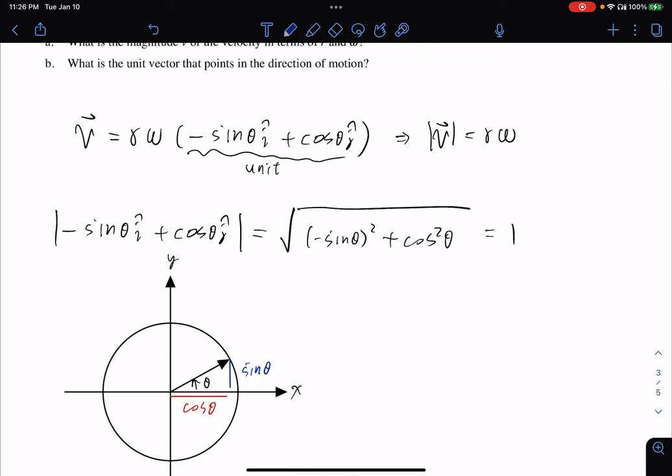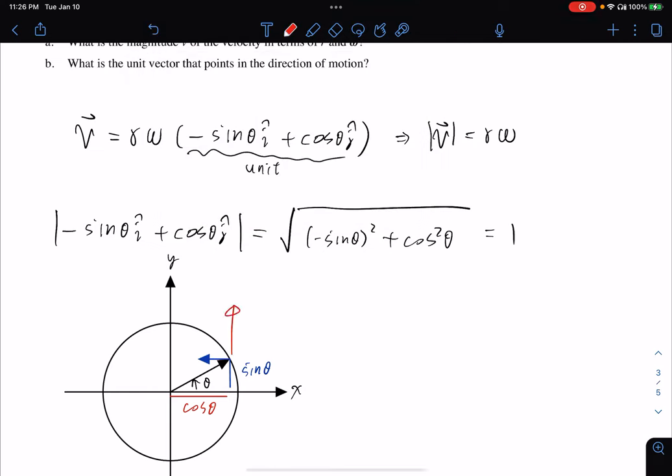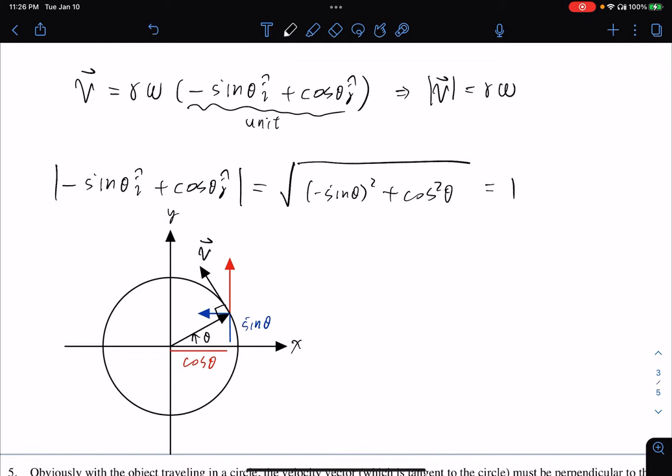Let's use the color blue to represent sine. Cosine theta will be this long, and we can try to add these two components graphically and see that the resulting vector will point toward this direction, and it looks like it is perpendicular to the position. Later we are going to prove that indeed the velocity of a circular motion should be perpendicular to the position of the particle.